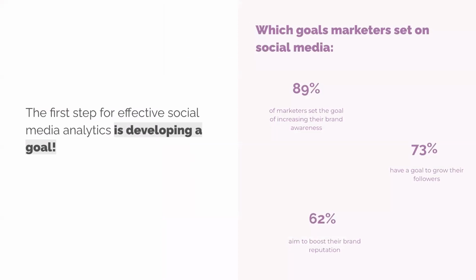So let's kind of talk about goals and how we can actually create goals around building up your social media and really paying attention to those analytics. So it's pretty much impossible to measure your success if you don't actually know what success looks like. Great social media tracking begins with setting a goal for your brand. As simple as that. A social media goal is a statement about something specific you want to achieve with marketing activity. So some of these stats here show that 89% of marketers set the goal of increasing their brand awareness, 73% have a goal to grow their followers, and 62% aim to boost their brand reputation.